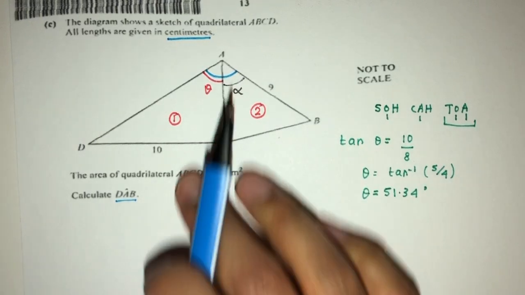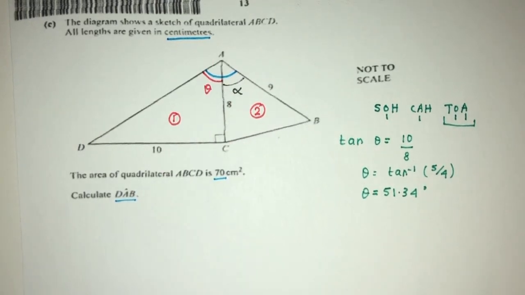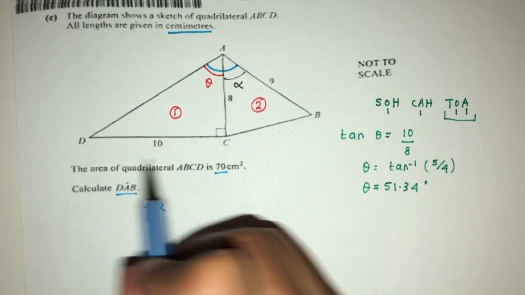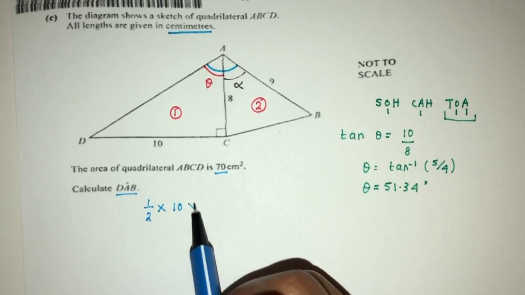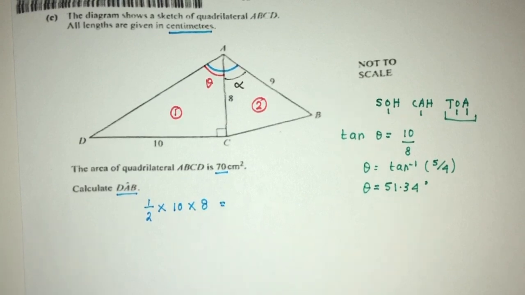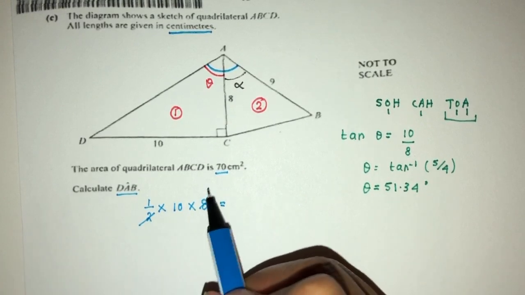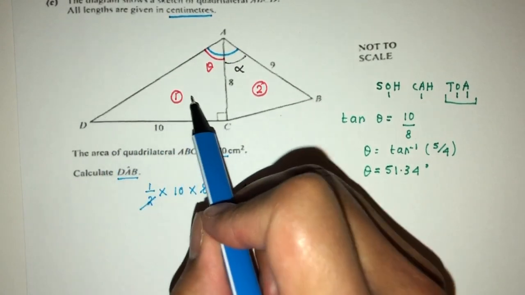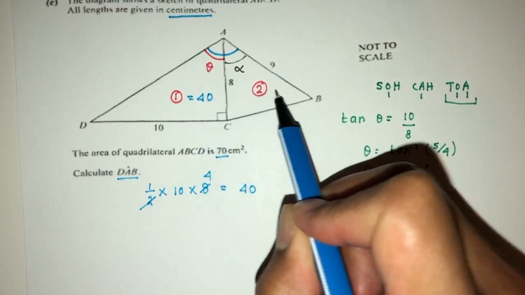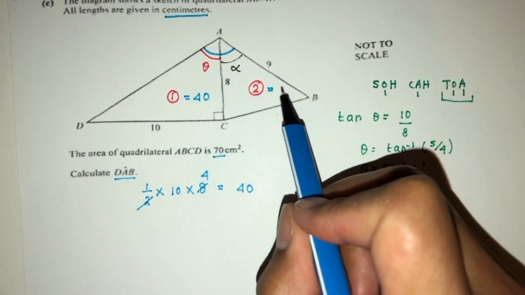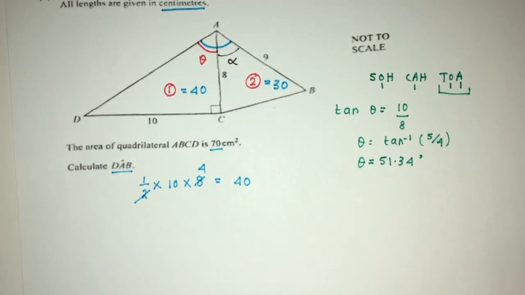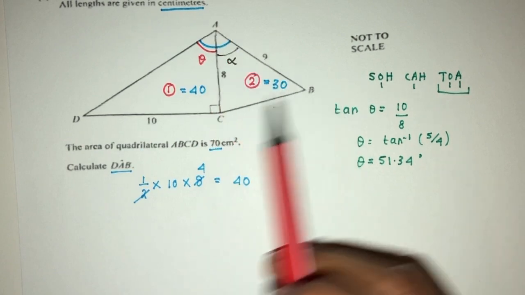So how would you find the area of number 1? Pretty easy, because we have a right angle triangle. You can use half times base times height to find the area of the right angle triangle. That will be half times 8 times 10, which is 40. So this area here is 40, which means this will have to be 70 minus 40, that should be 30. Okay, so now we know the area of this one.